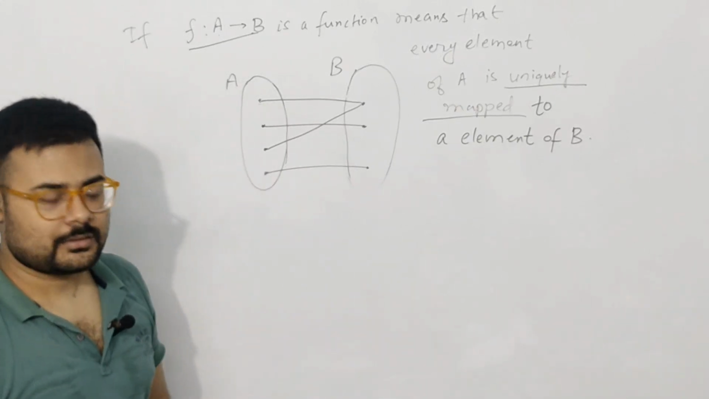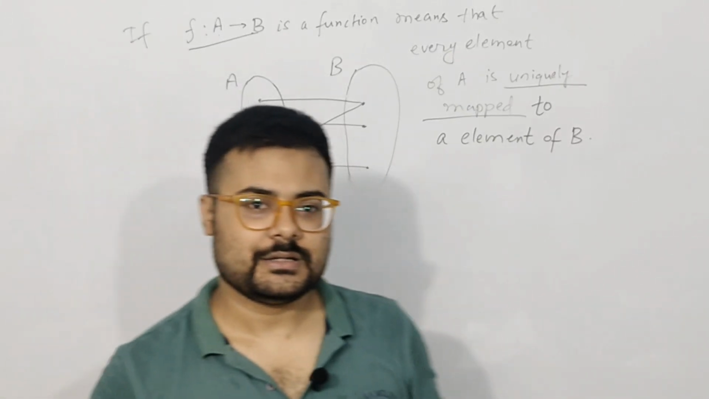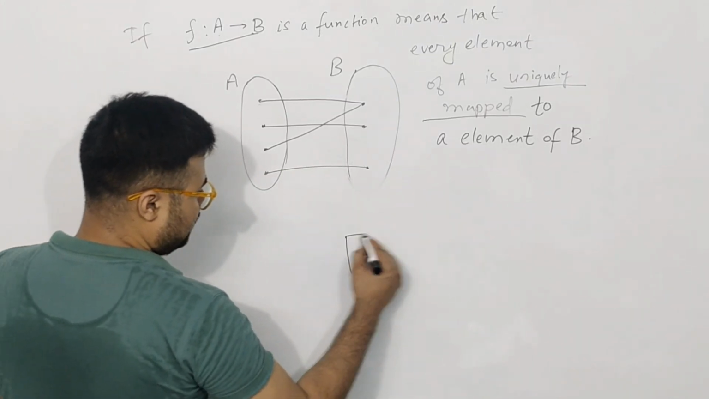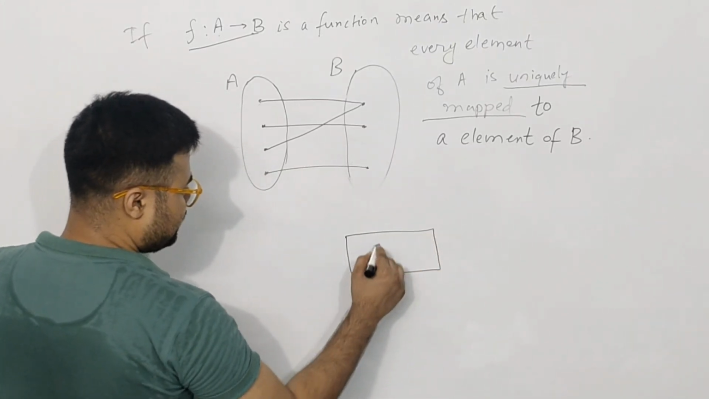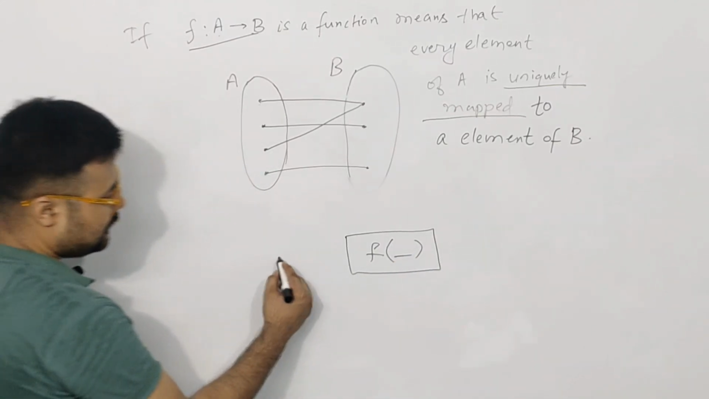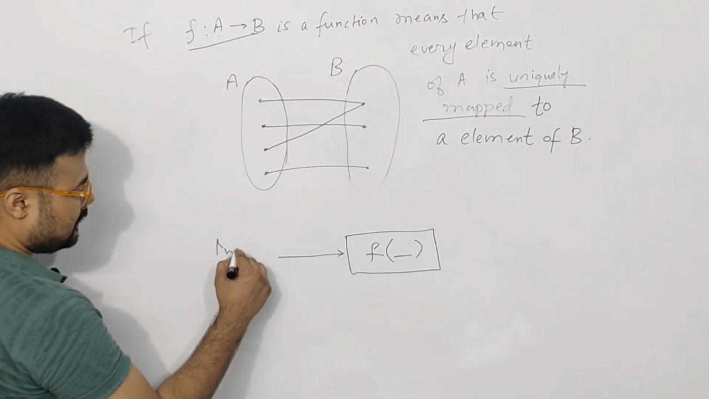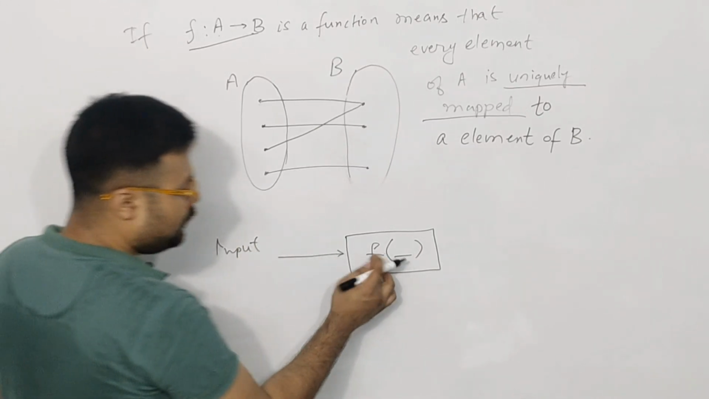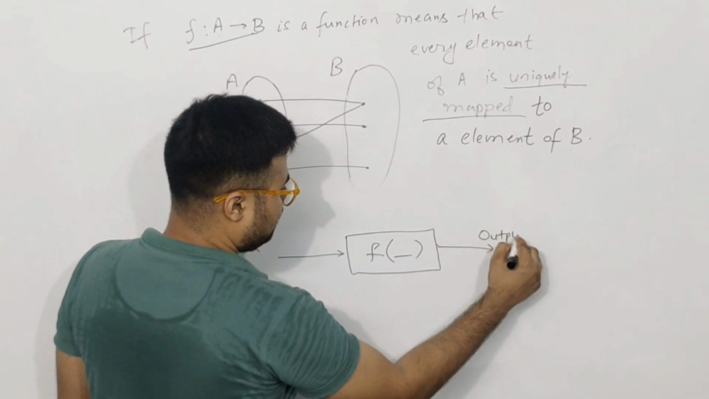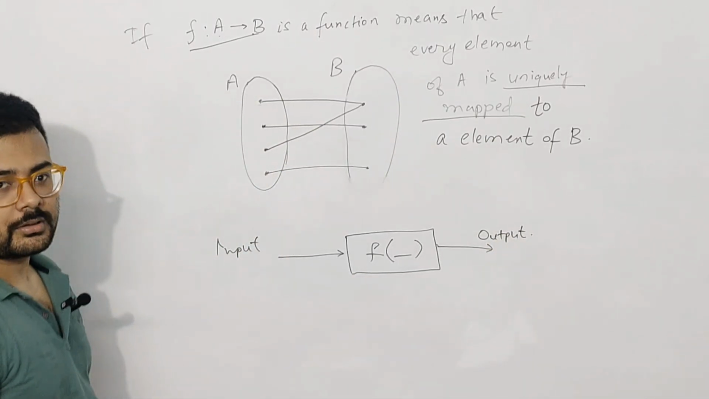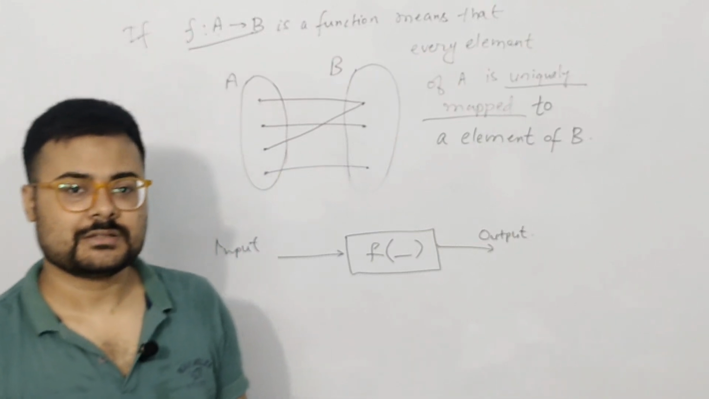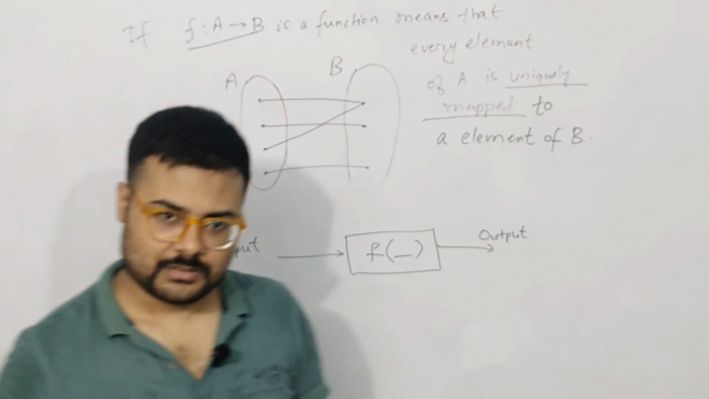Now, because of this property, in most areas, a function is perceived as something like this: this is a function. It will take some input, and based on the input given to it, the function will give you some output. This is how, in many places, a function is perceived.